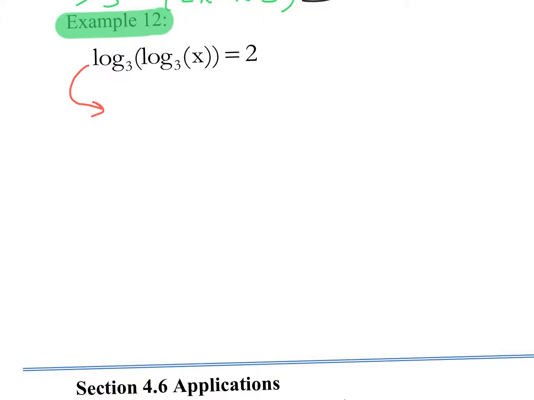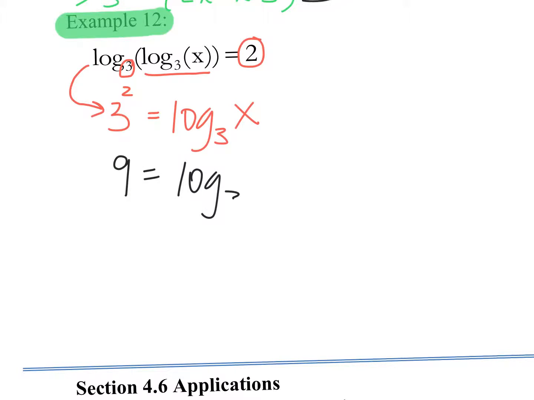So I'm going to translate that. I'm going to take this 3 to this exponent, and it equals this middle part. Okay, so that's just a translation. This is a little bit strange looking because we translated it once. We still have a log, but we got rid of one of the logs just by translating it. Here's what the equation looks like. 9 equals log base 3 of x. Okay, still don't really know what to do.